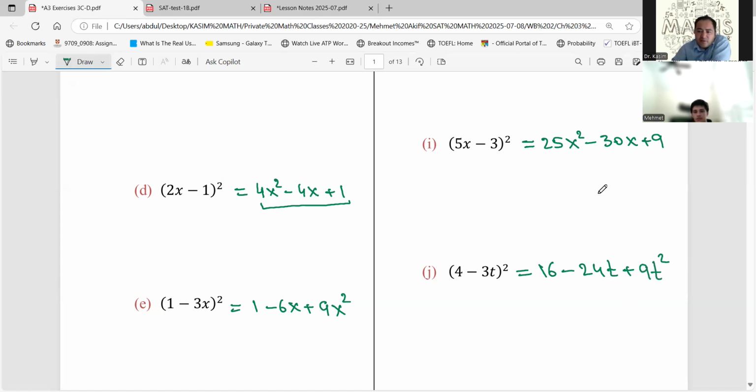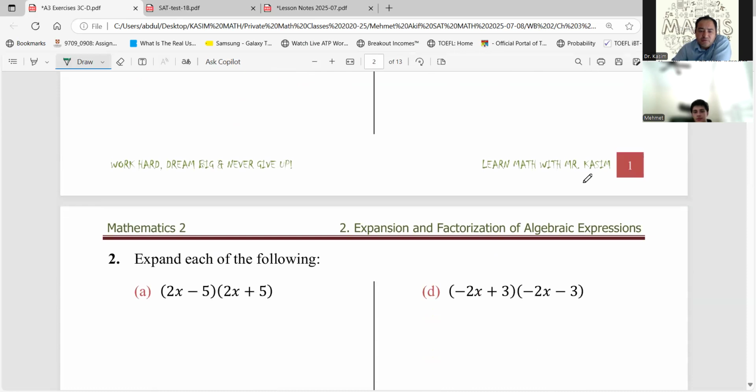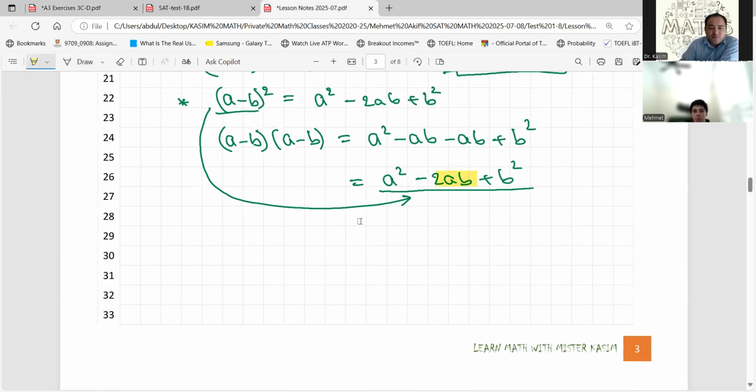Now you're still thinking, but I want you to make this your reflex. You should be able to say this immediately. And next, again, if you remember, we have another important formula. These three formulas are used very frequently, that's why they must be a piece of cake for you.